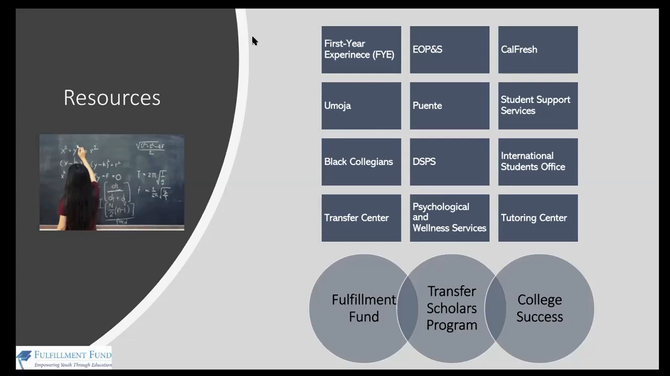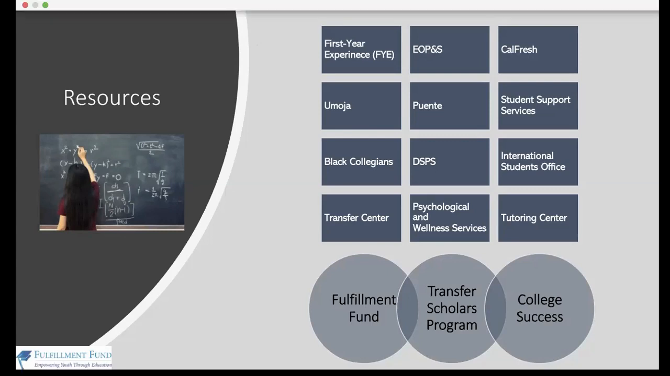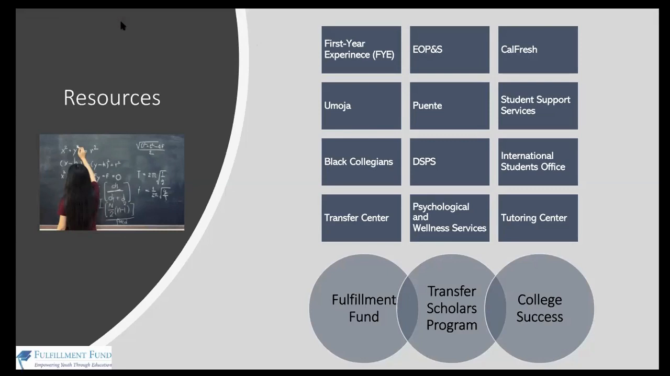The DSPS office. If you have a learning disability or any type of learning difference or disability that you feel like you would need support with, you can go to this office and receive accommodations. It could be testing anxiety. Maybe you need longer times to take tests or someone to help you take notes. All of those services are available to you.